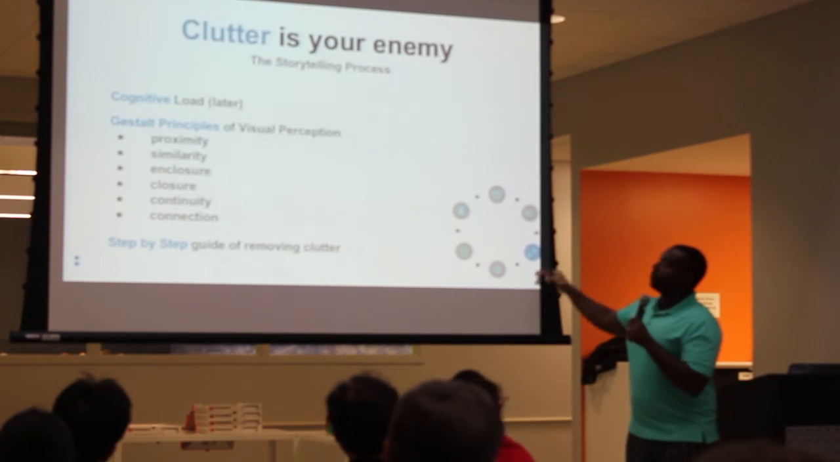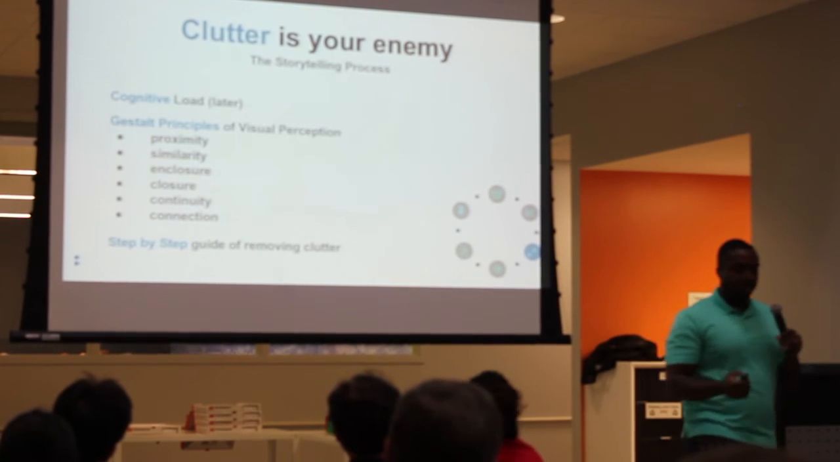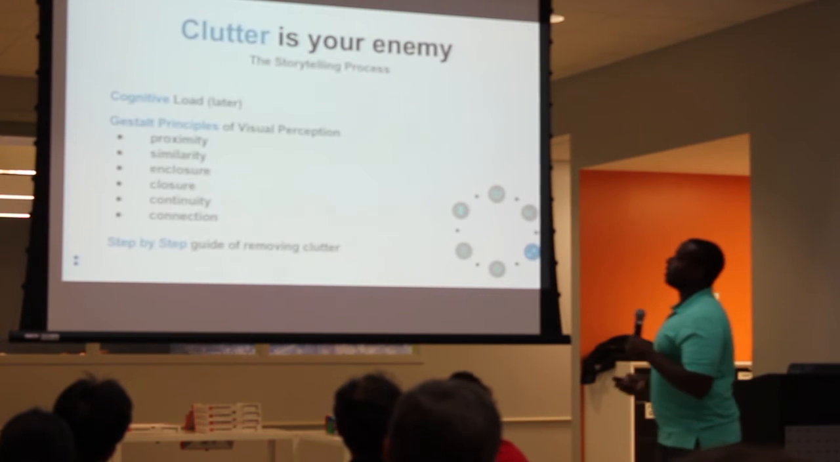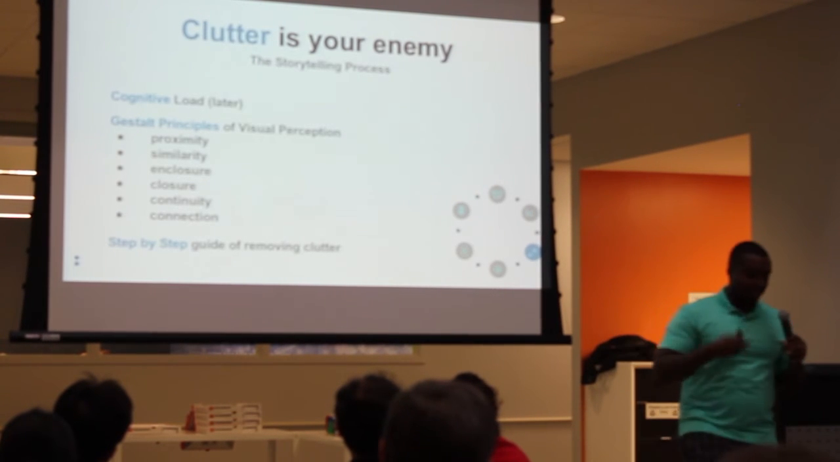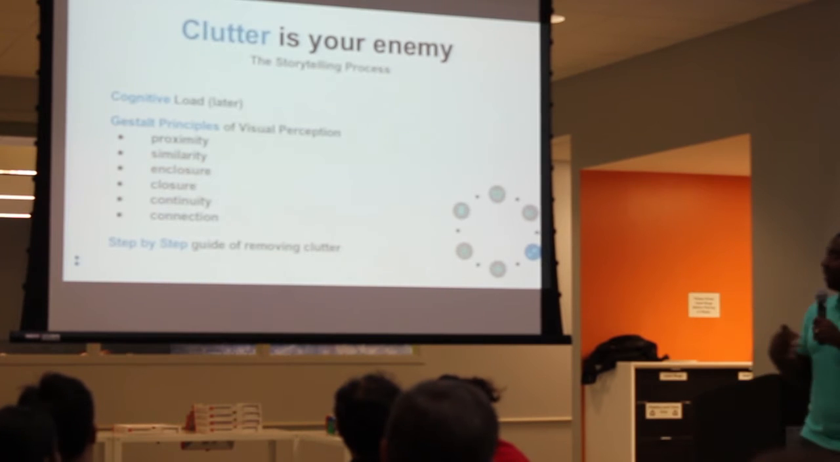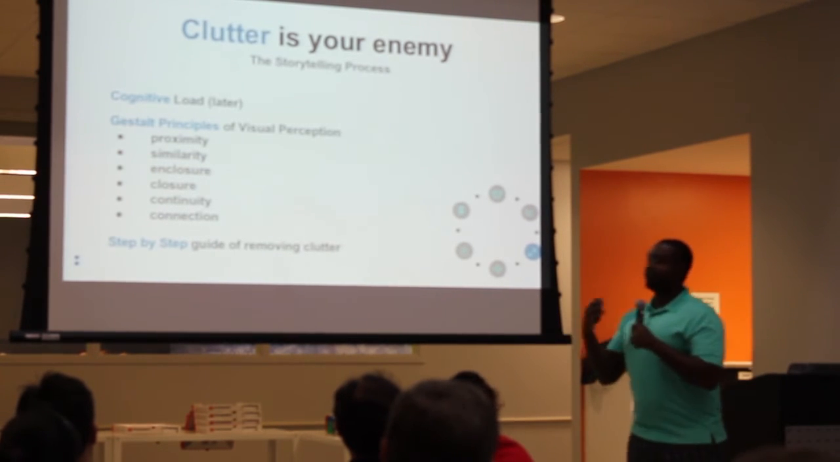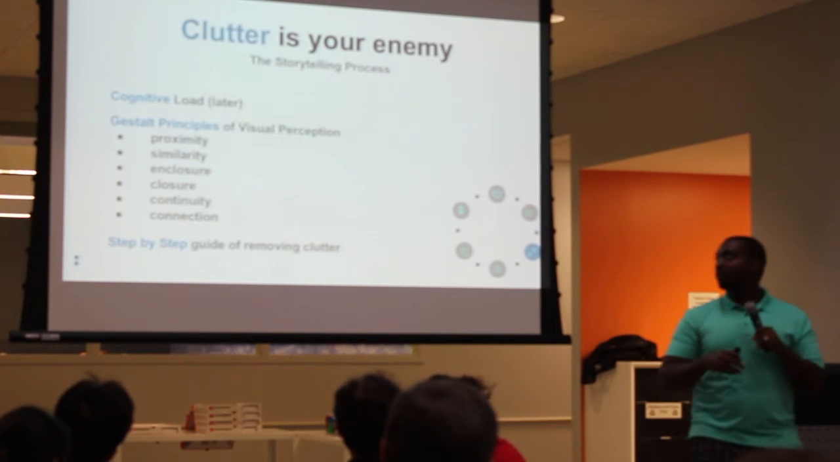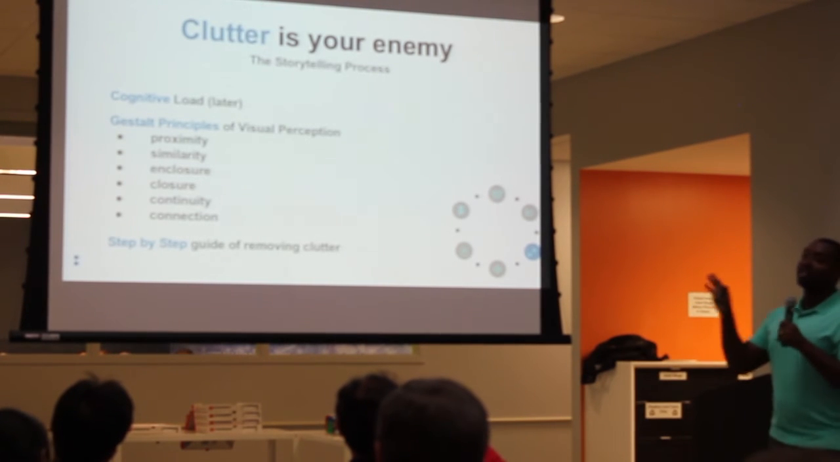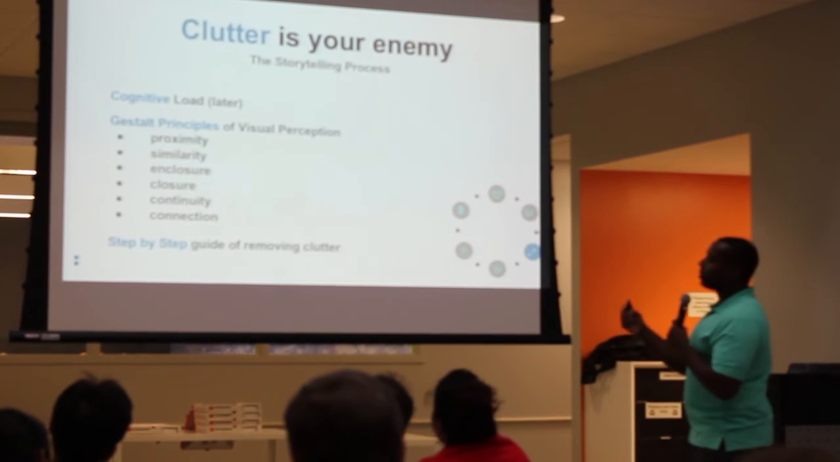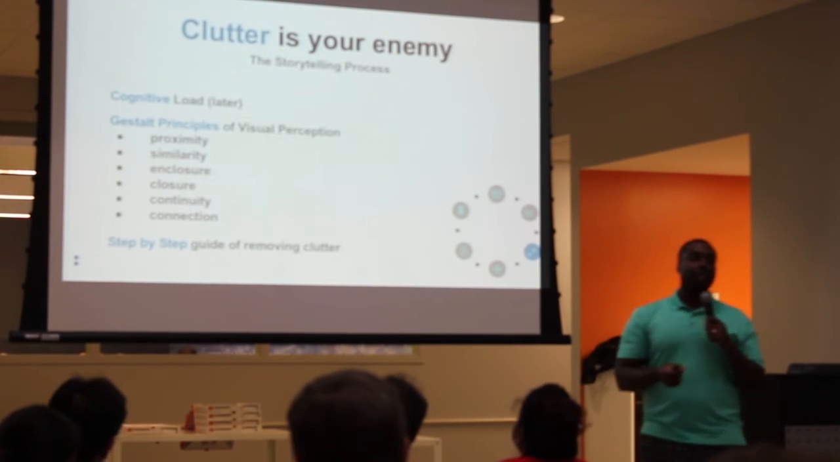So now we're on the next step, talking about clutter. And the previous example, right, that was a bit cluttered. And so we'll talk a little about clutter. We'll talk about cognitive load. We'll talk about the amount of processing your brain has to do. And then some Gestalt principles of visual perception. And so these principles, I'll just give you some examples so you can easily see. They're pretty easy to understand. And then we'll walk through just a step-by-step guide of removing clutter.